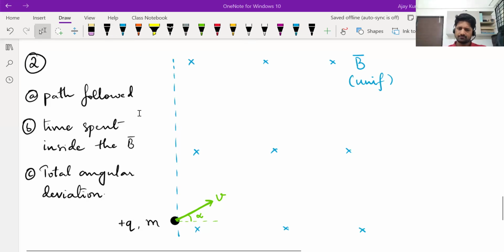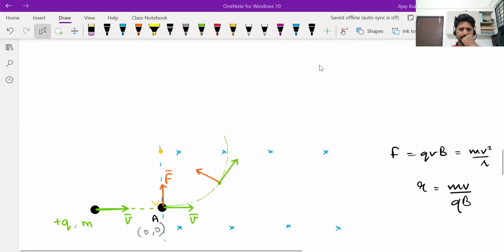Okay, I got one answer as the path followed will be parabolic. Yash, why do you think the path will be a parabola? Sir, can you just show me that first question, sir? The previous one. Yes, sir. Yeah, okay.